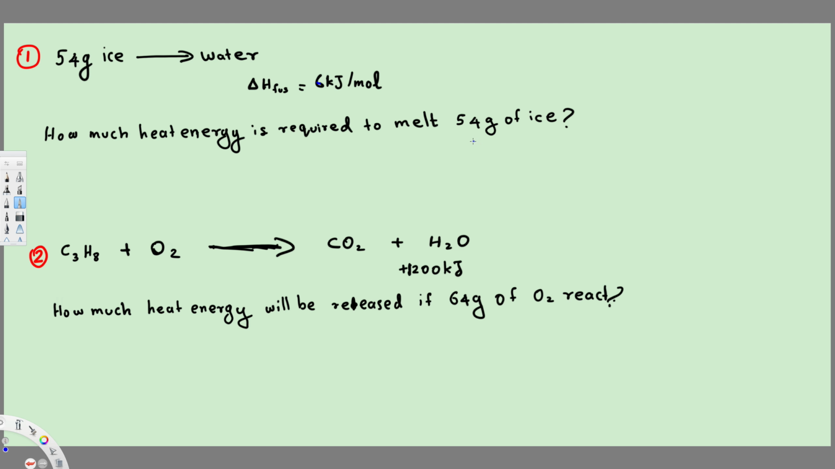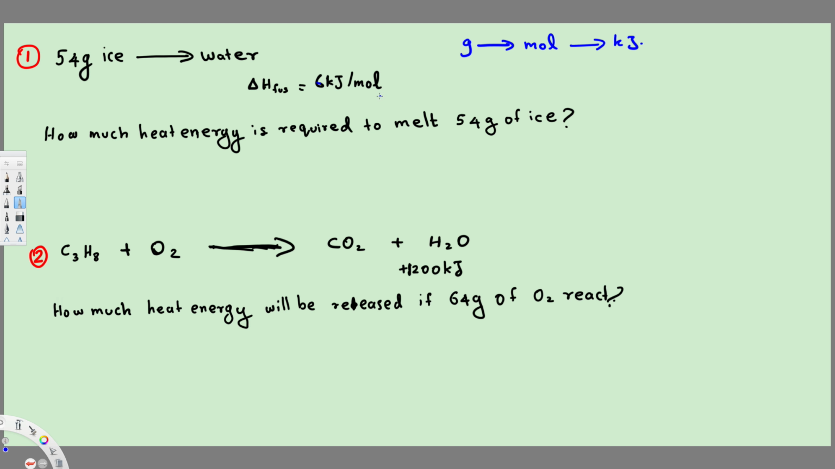So here what we have to do is, first of all we have to convert this gram into mole, right? We have to know how much mole of ice we have, right? Then we have to calculate how much heat energy is required to melt all of those ice. So let's do that right now. It's going to go from gram to mole, then mole to kilojoule, right?